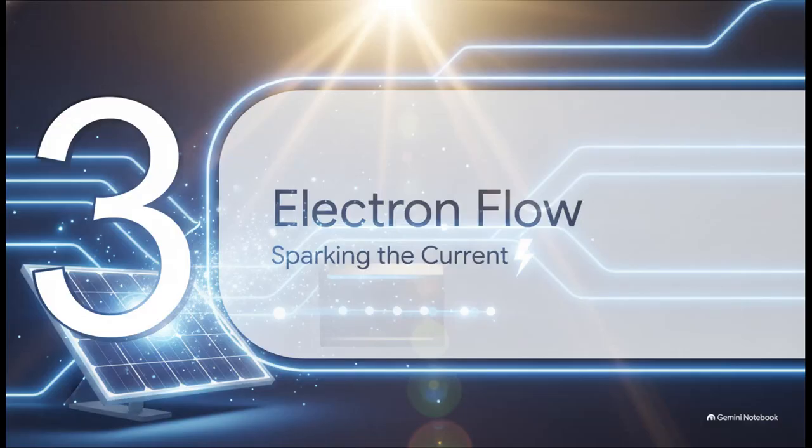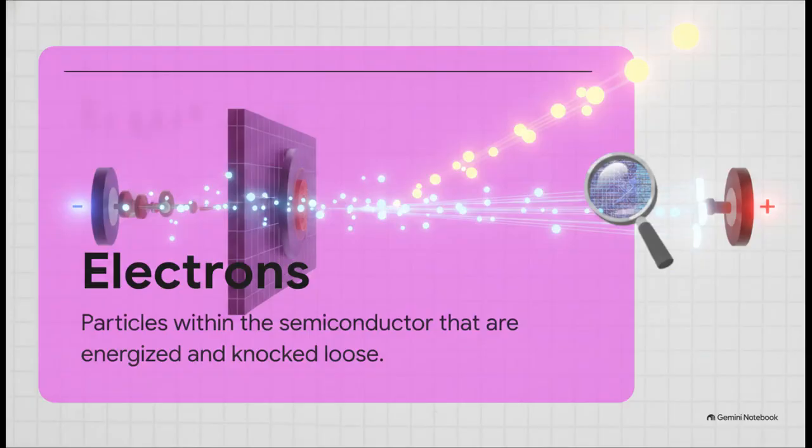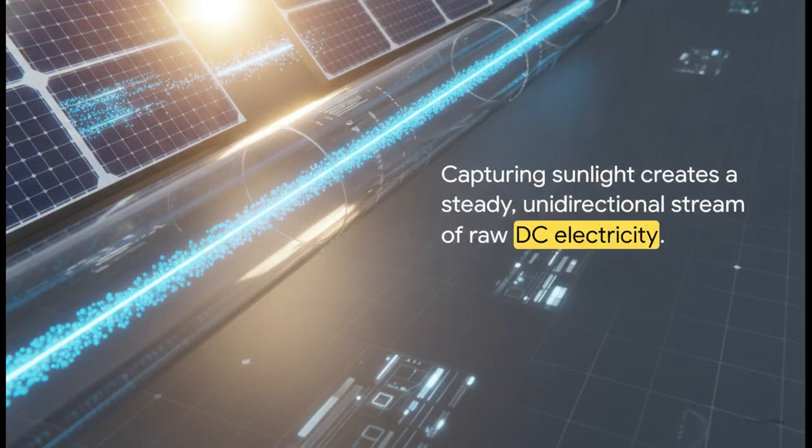All right, part 3, creating the electron flow. Now, what's really interesting here is what happens next. Hidden within that semiconductor are electrons. When those incoming photons strike, it's kind of like a microscopic game of billiards. They transfer their energy, knocking these subatomic particles completely loose and hurling them into a highly organized flow. And there it is. That capture of sunlight creates a steady, unidirectional stream of raw DC, or direct current electricity.